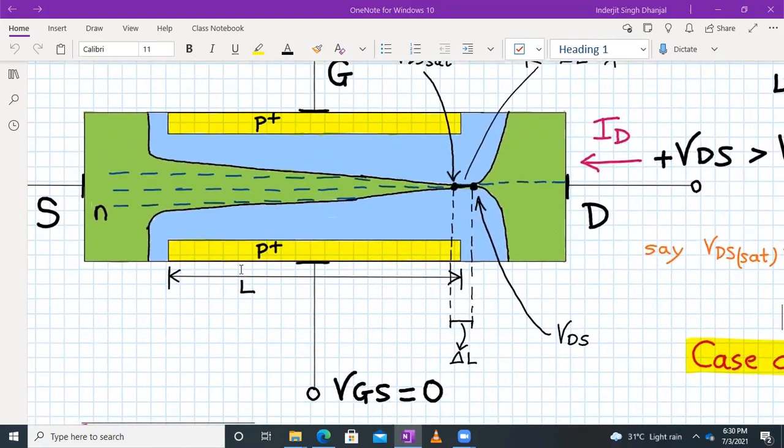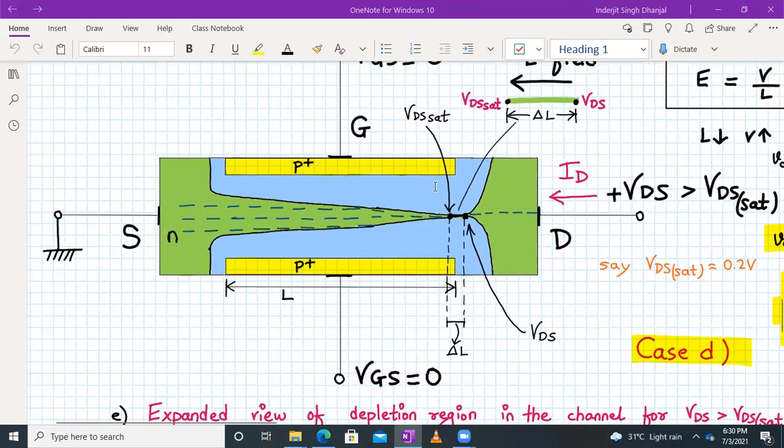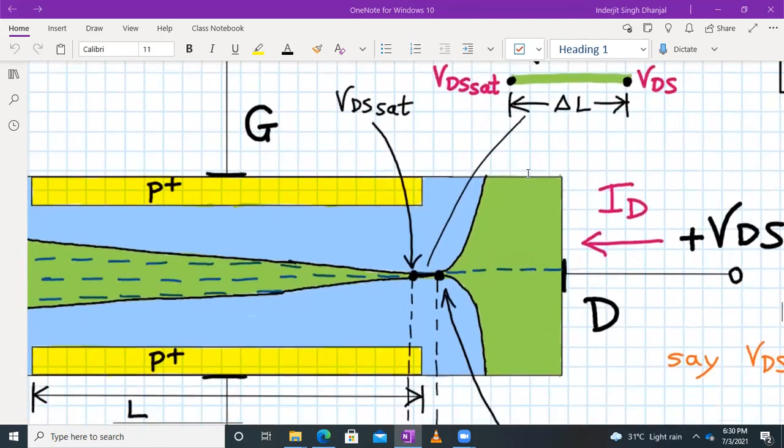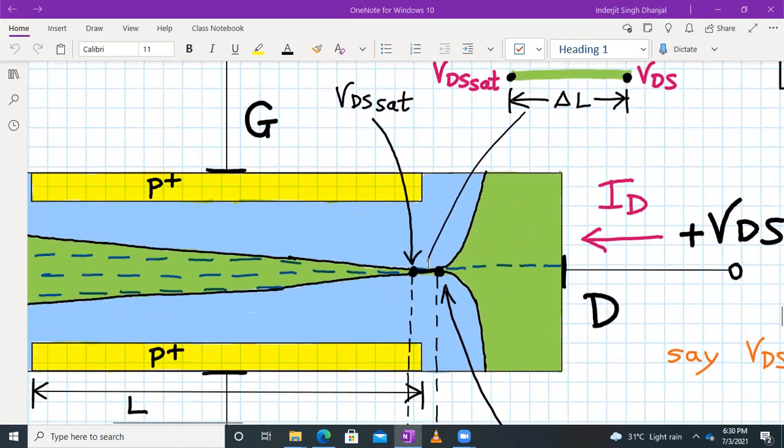So earlier the channel length was this, and now it has reduced to delta L, because the electrons from the source have to travel this small area and reach the drain region. On the right-hand side we have a voltage VDS at the end of this channel, and further towards this is VD sat. Whenever the VDS voltage is beyond VD sat, only then will this condition occur.